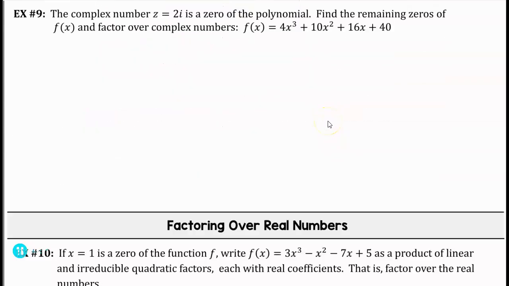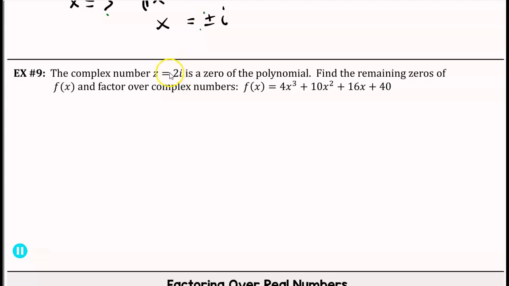Okay, let's see here. Example 9. So it says we have the complex number z equals 2i, which z is another way of just saying solution. So we know one of the x-intercepts or one of the solutions is 2i, right? And it says find the remaining zeros of f of x and factor over complex numbers. All right. So we actually know that not only 2i is a root, right? We know these come in pairs, so from here we're also going to have negative 2i as a root. Okay. So very important to catch that and see that.